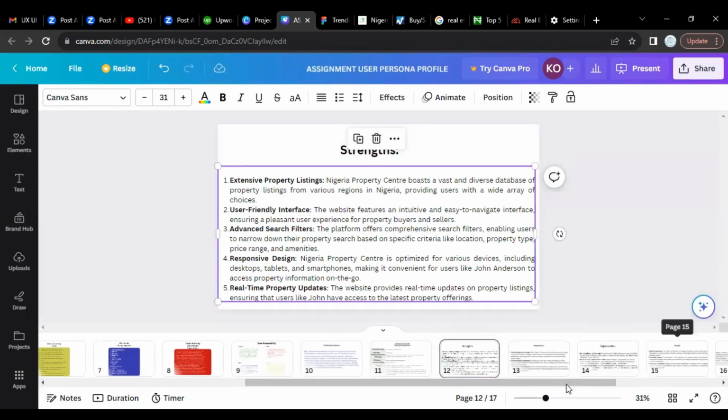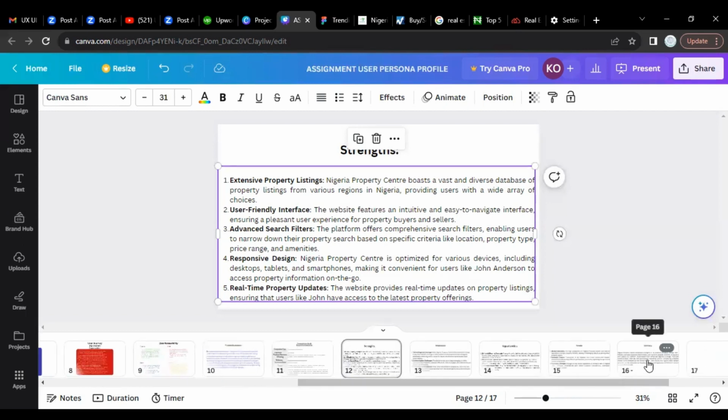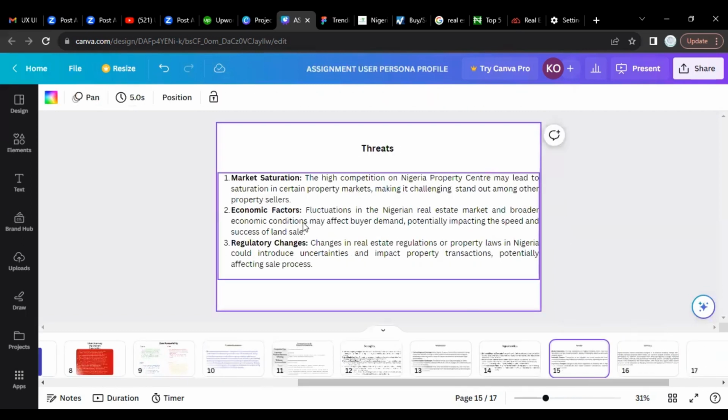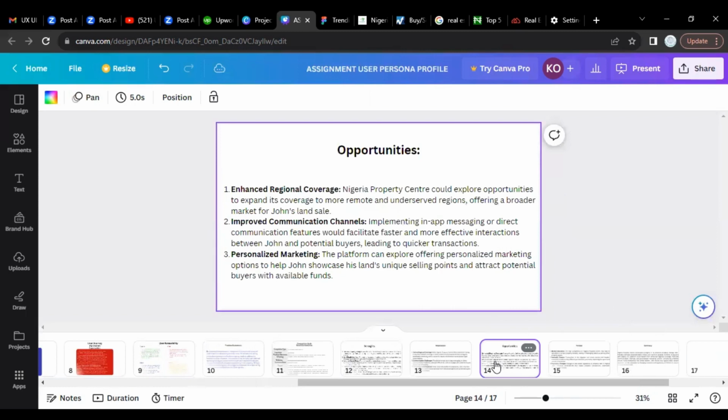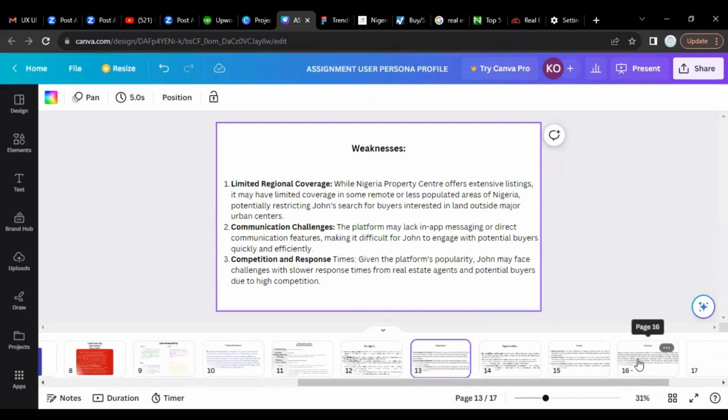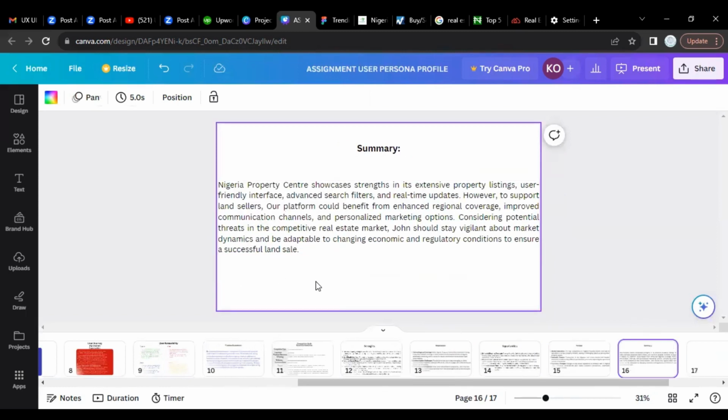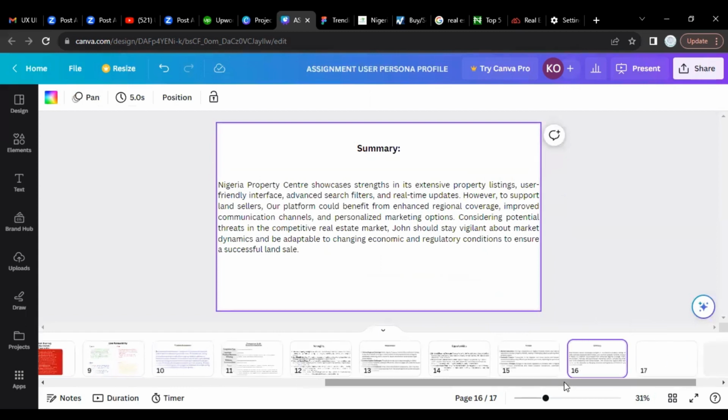Can you go to the last? Let me see. Yes, the threats, it's good. And the opportunities, the weaknesses, and the last one is the overall summary. It's good. This is where I am for now. The next thing is that I've already started sketching for the wireframing.